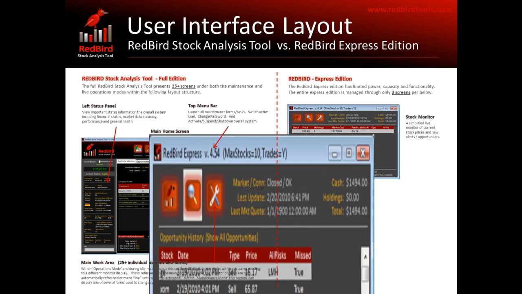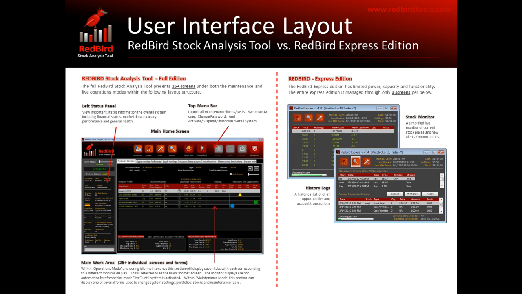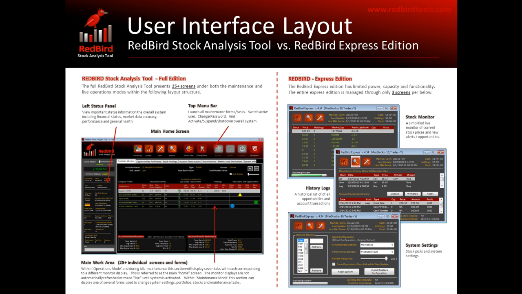The second screen contains 2 items. One is a history of all the opportunities that have been raised by the RedBird Opportunity Engine, and the second is a chronological listing of all the transactions in the system. And finally, with the RedBird Express Edition, there's a third screen that provides simplified settings for the system.